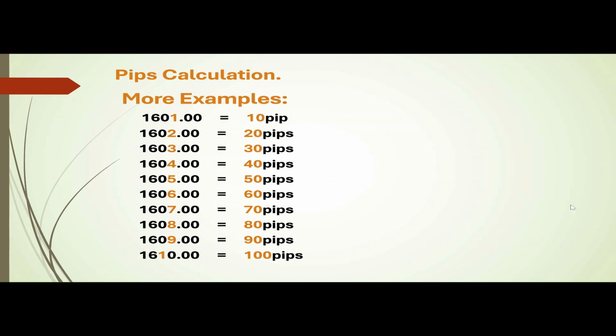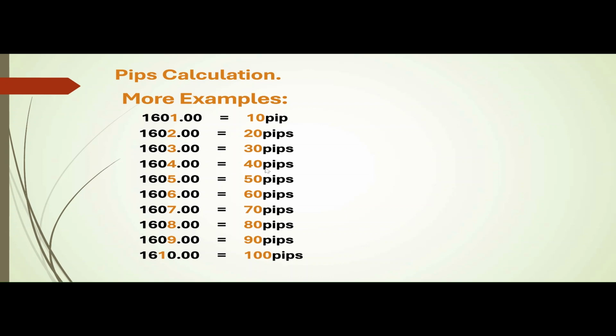Let's move to the next slide. Here we have 1601.00. I told you earlier that that's 10 pips. The next one, 1602.00, that's 20 pips. 1603.00, that's 30 pips.